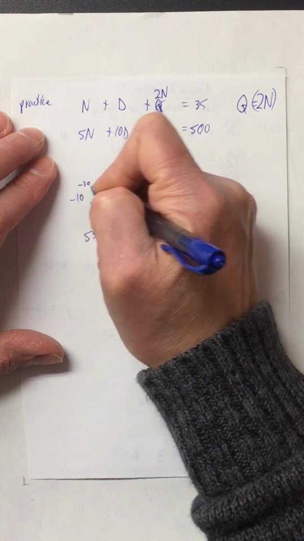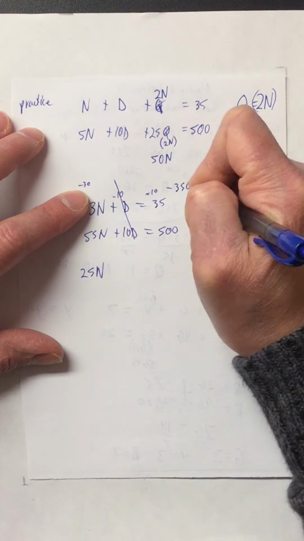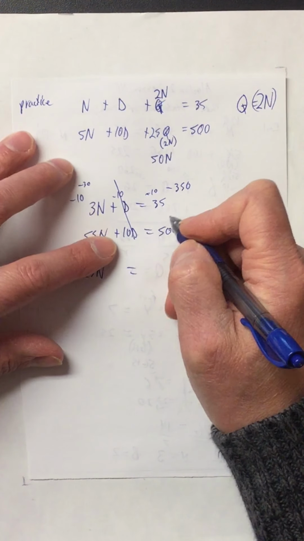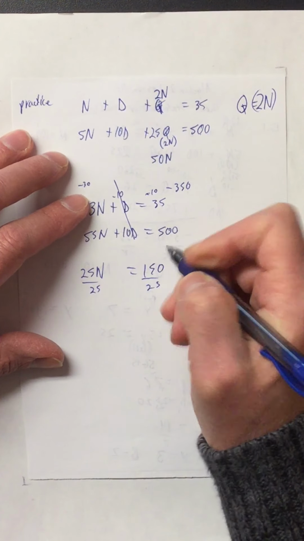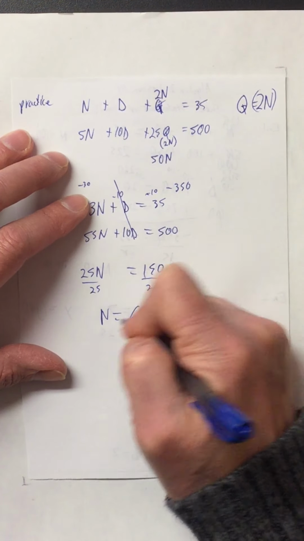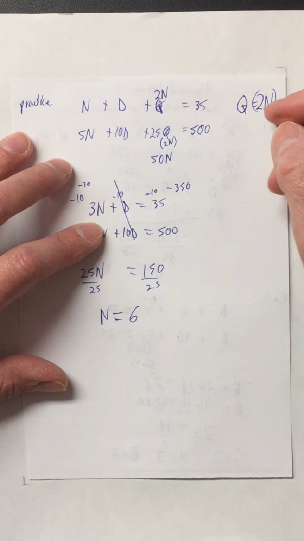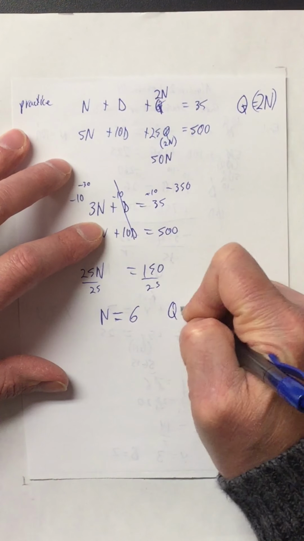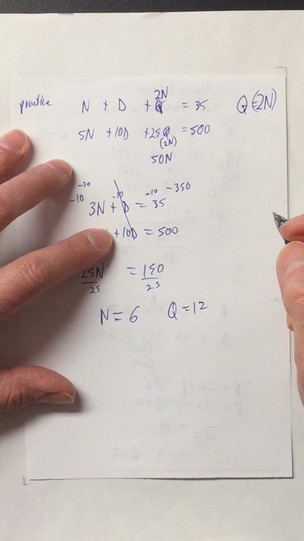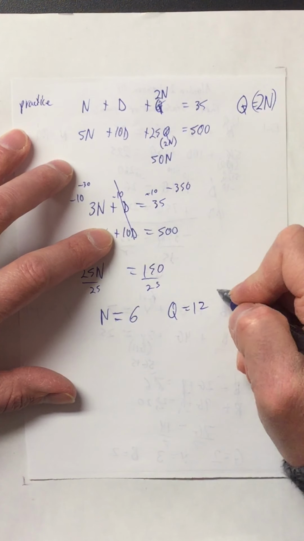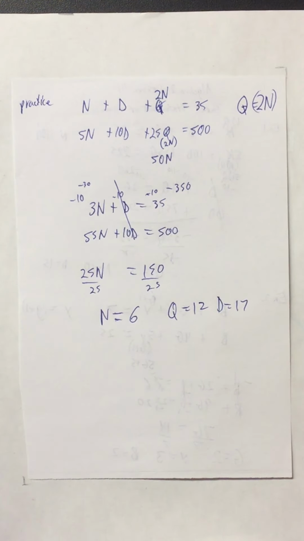It gives me a negative 30 here, and I add those, I get 25n. Here it's going to give me a negative 350. When I add those, it looks like it gives me 150 divided by 25, n is equal to 6. All right, so if I have 6 nickels, it looks like I'm going to have 12 quarters, and then 12 plus 6 is 18, and so it looks like 17 dimes to get me to my 35 coins.